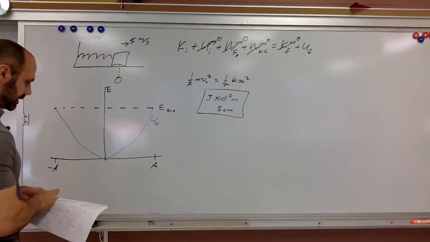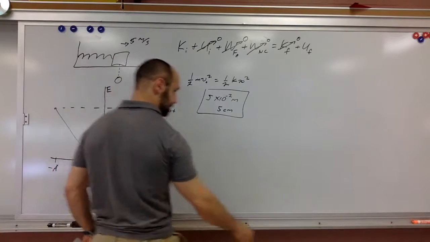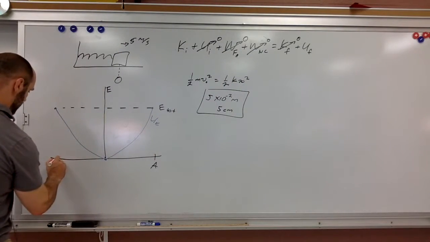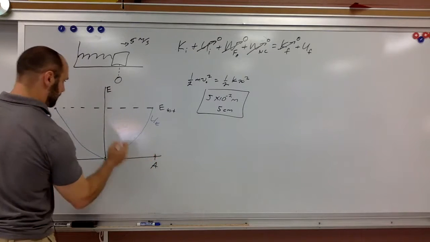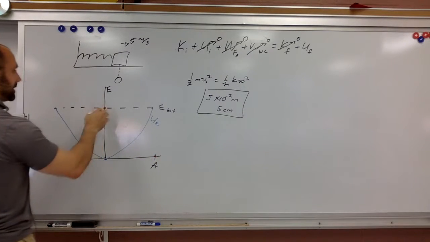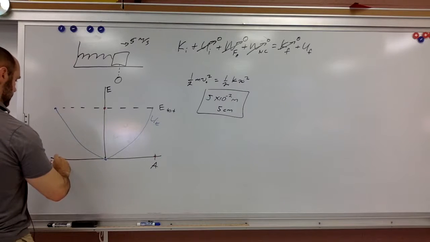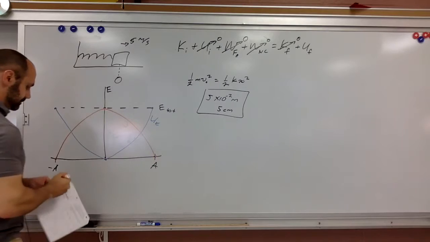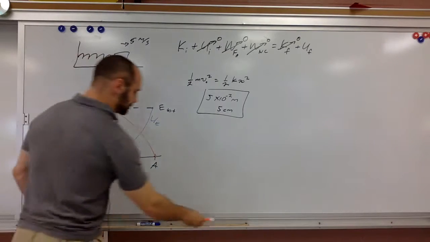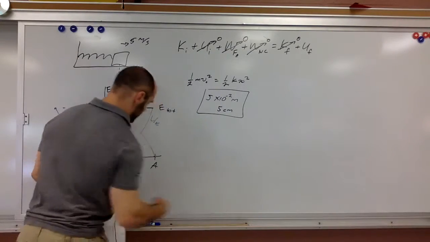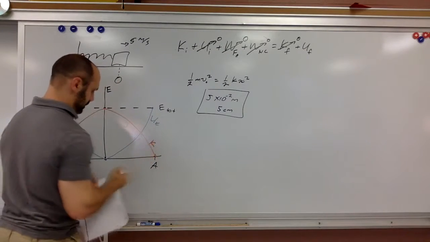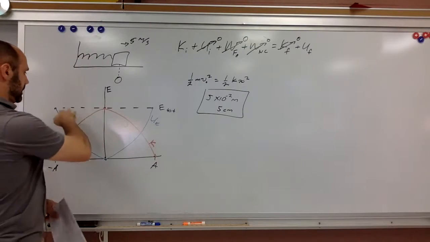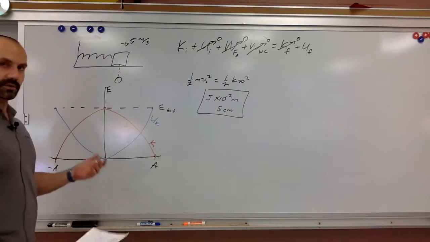What about then the kinetic energy? Let's use a different color. Kinetic energy is 0 at the maximum amplitudes, but it's at its highest point at 0. So that then looks like this. The orange here is kinetic energy. The blue is elastic potential energy. And this dotted black line is the total energy.